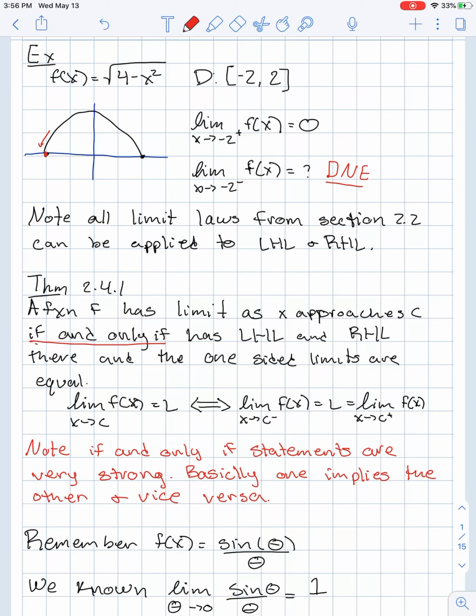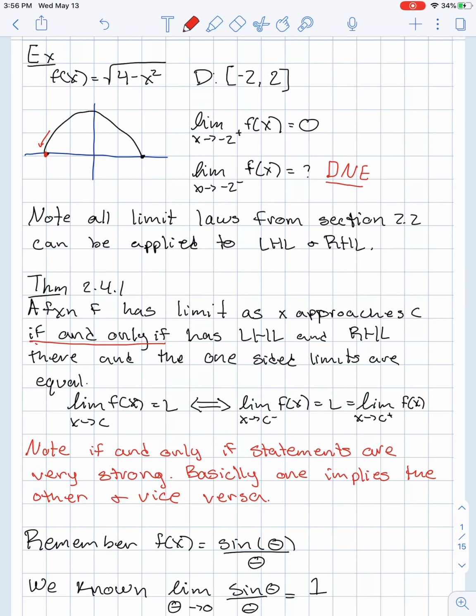So we say that the limit as x approaches c of f of x equals L, and this arrow means if and only if, the double way: the limit as x approaches c from the left of f of x equals L, and the limit as x approaches c from the right of f of x also equals that same limit L. So I made a note about if and only if statements.